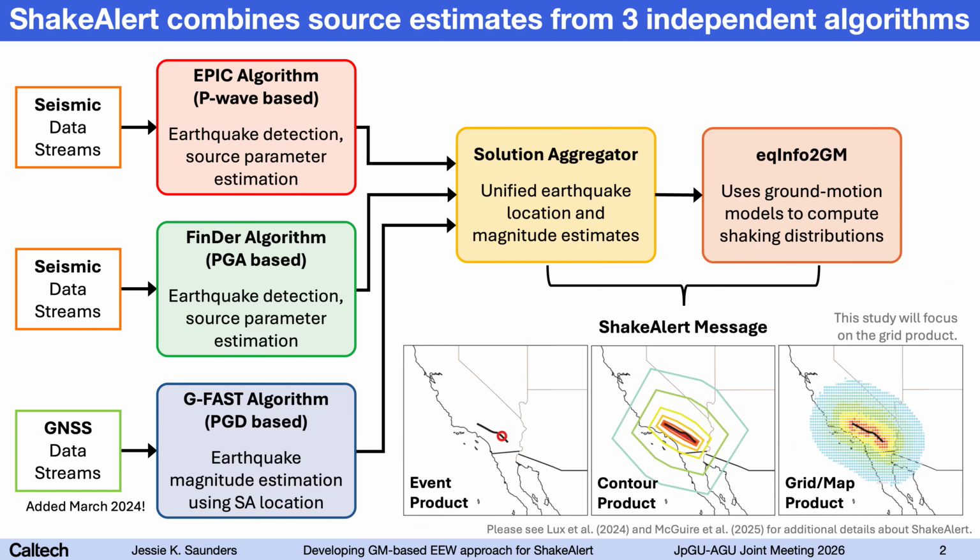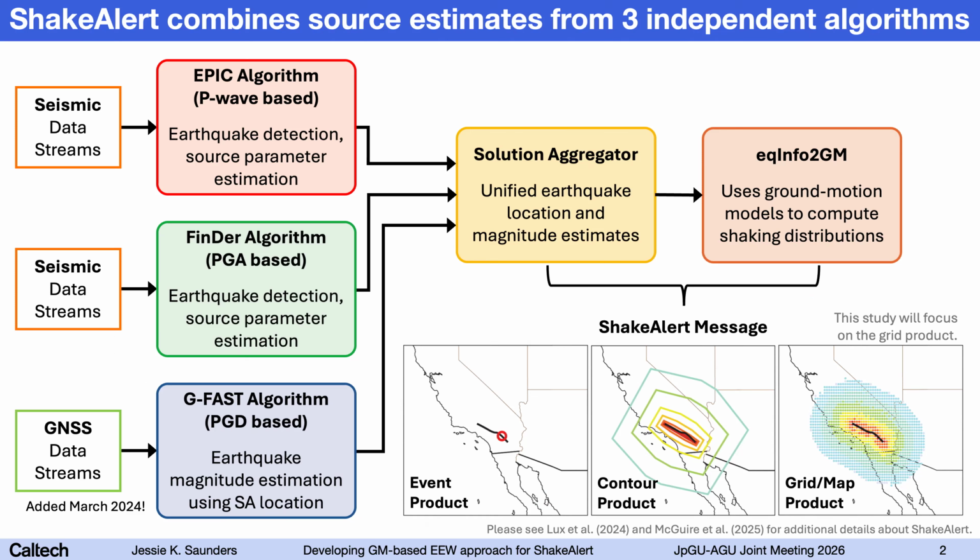ShakeAlert takes a source characterization-based approach to earthquake early warning, where once it detects an earthquake, it first calculates an earthquake's magnitude and location information, and then inputs these parameters into ground motion models to compute the alert regions. ShakeAlert estimates source parameters using different early warning algorithms called EPIC, FinDer, and GFAST. These algorithms leverage different data types and different types of observations to estimate the source parameters, so they each have different strengths that help ShakeAlert better span the range of earthquakes that are expected for the U.S.